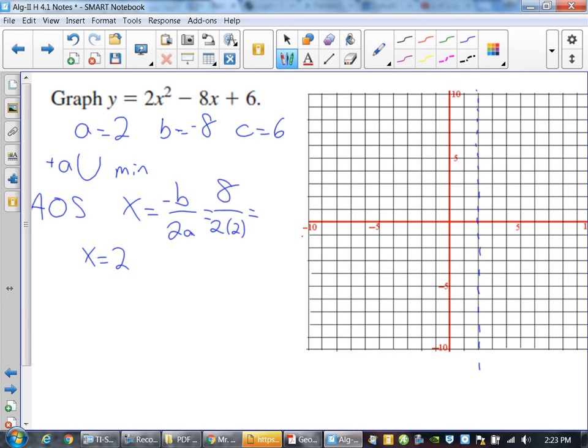I also know that my vertex is going to have an x coordinate of 2. The reason that I know that is because the minimum point has to lie on that axis of symmetry. It always will. The maximum will always lie on the axis of symmetry. In order to figure out what the y is then, all we do is substitute in.